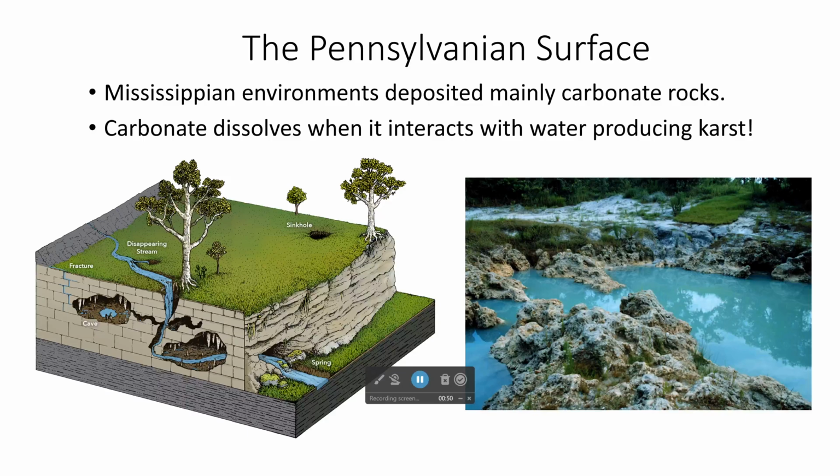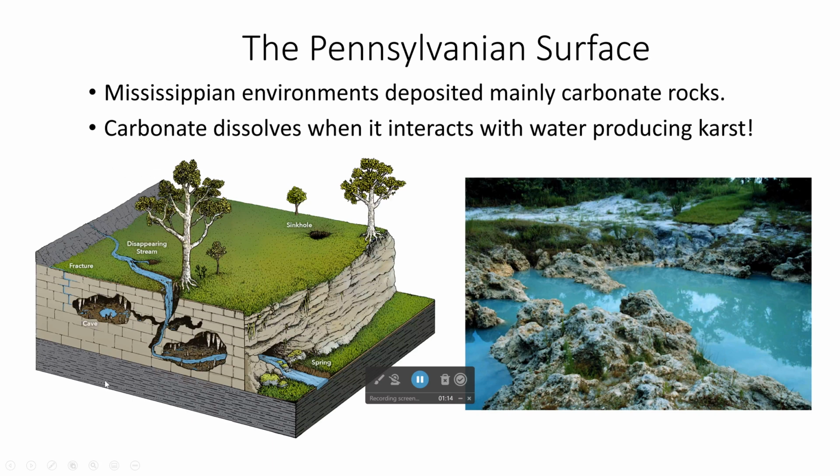So let's begin by talking a little bit about what the Pennsylvanian surface would have been like. The environments that were deposited in the Mississippian were mainly carbonate rocks. And if you remember back to previous virtual field trips and other lessons, carbonate rocks dissolve when they interact with water, which produces a karst landscape.